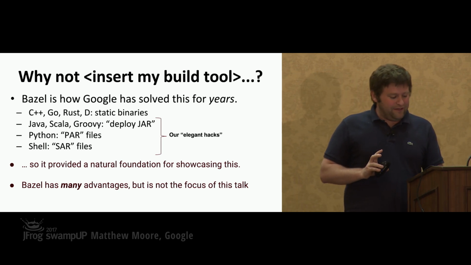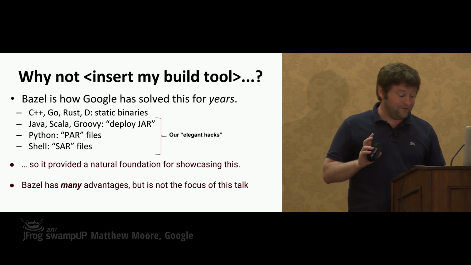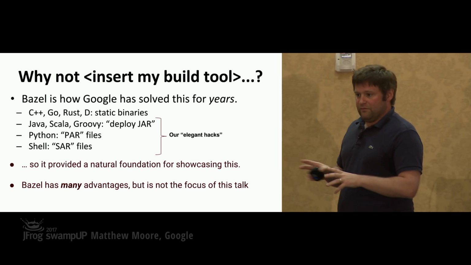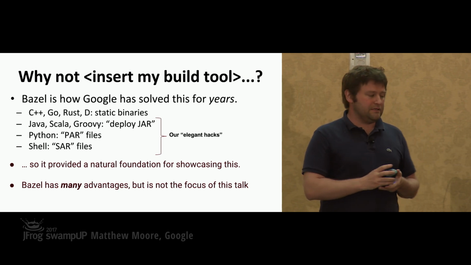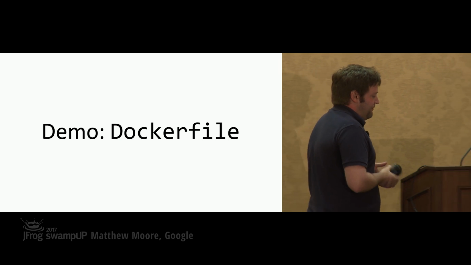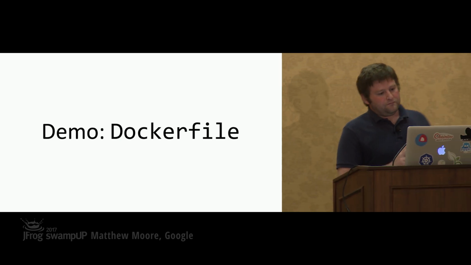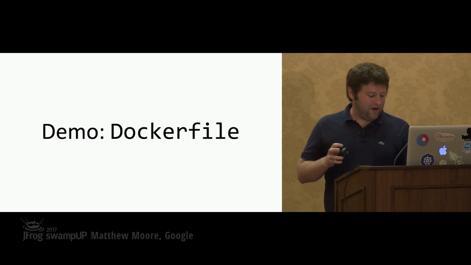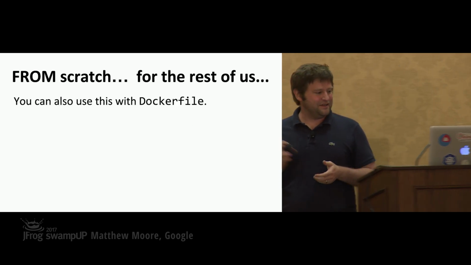So for Distroless, for a lot of the benefits, you do have to use Bazel. But to make it abundantly clear that for Distroless runtime images, which is the focus of this talk, you don't need Bazel, I wanted to demo it with a Dockerfile. So what does it look like to use this with a Dockerfile? After all, I promised from scratch for the rest of us, right?